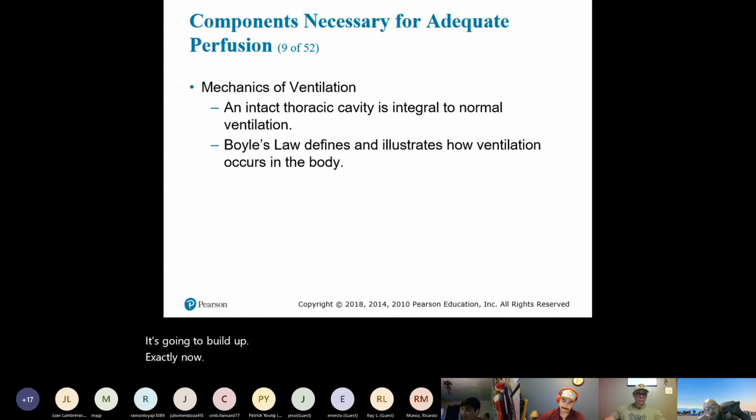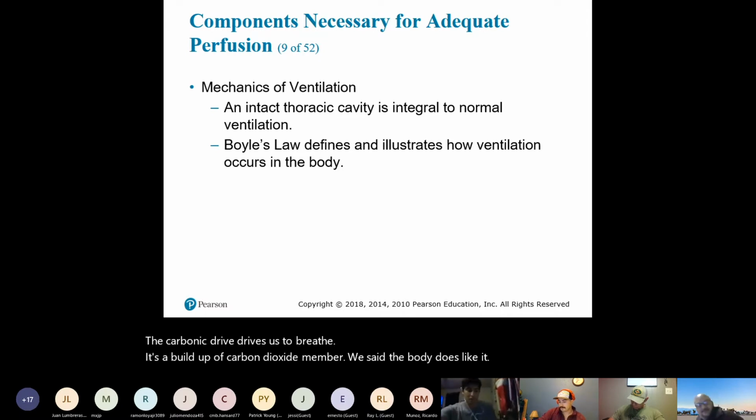Now, what drives us to breathe? The release of, or needing to release oxygen. Nope. We don't release oxygen. I mean, carbon dioxide. Exactly. What drives us to breathe is the buildup of carbon dioxide. We call that the carbonic drive. The carbonic drive drives us to breathe. It's a buildup of carbon dioxide. Remember we said the body doesn't like it? So we're going to breathe to help eliminate that excess carbon dioxide.